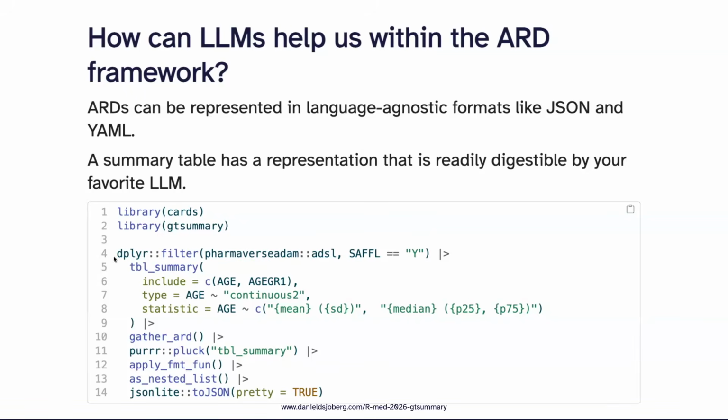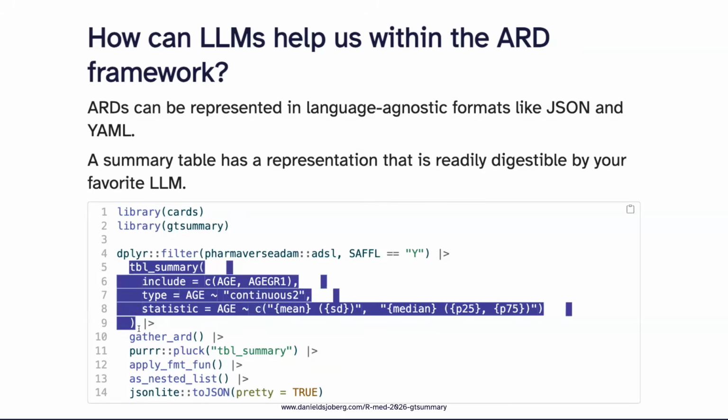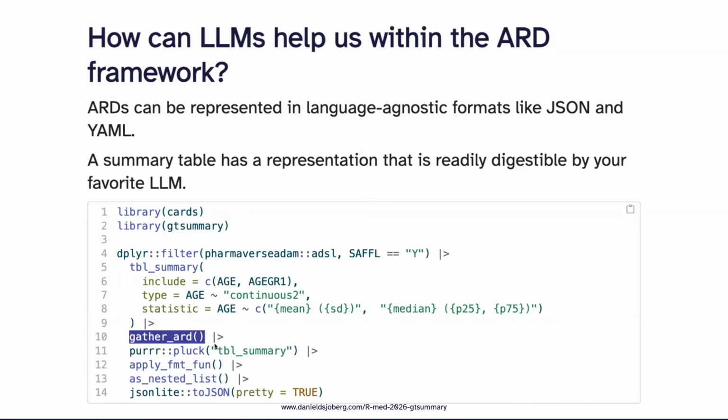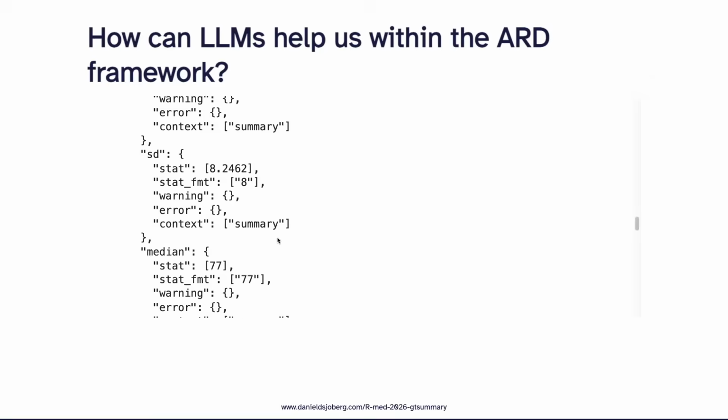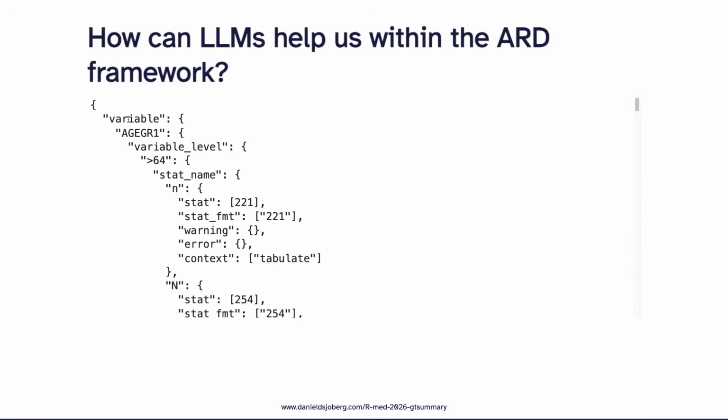So let's do an example where we take a quick summary table, we pluck out our ARDs, and we apply our formatting functions, and then we convert it to a JSON object. What that's actually going to look like is this very long object that says, for variable age group, we have variable level greater than 64, and I have a statistic called stat, little n, for that, and its value is 221. This is a numeric value. I also have a formatted version of it, which is 221 as a character. There were no errors or warnings when I was creating that variable.